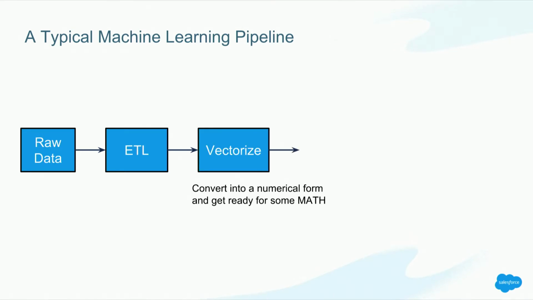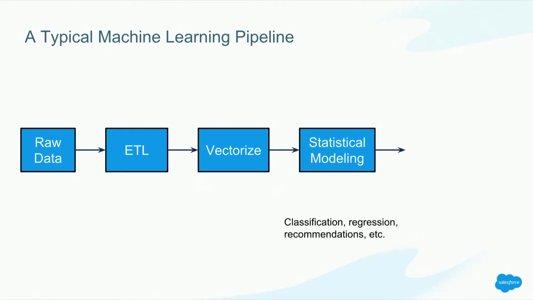Then there's a vectorization step. So we take all that data that's now in our data frame and convert it into some numerical form, because we're going to take this data and perform some operations with it, and it needs to be in a numerical form. The reason it needs to be numerical is because we're putting it into some statistical modeling techniques. So if we want to do a classification, regression, recommendations, we need that data in the right form.